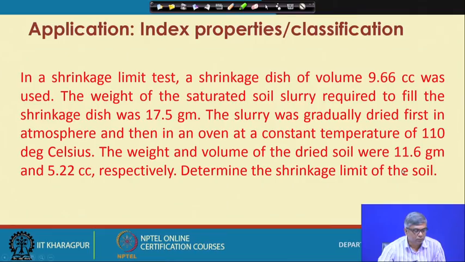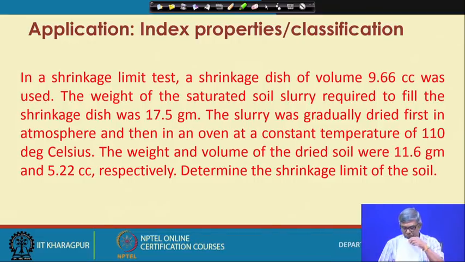to the next application. Another problem: in a shrinkage limit test, a shrinkage dish of volume 9.66 cc was used. The weight of the saturated soil slurry required to fill the shrinkage dish was 17.5 gram, and the slurry was gradually dried, first in the atmosphere and then in an oven at a constant temperature of 110 degrees Celsius. The weight and volume of the dried soil were 11.6 gram and 5.22 cc respectively. So, determine the shrinkage limit.